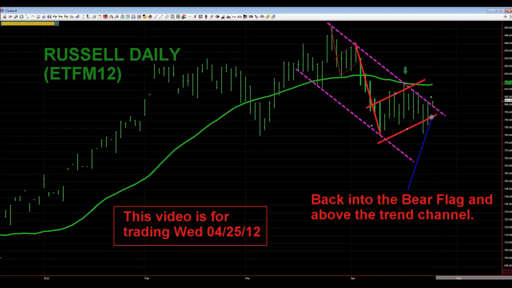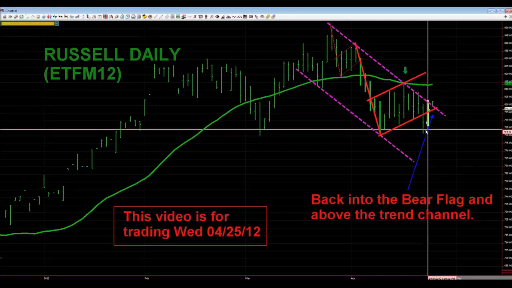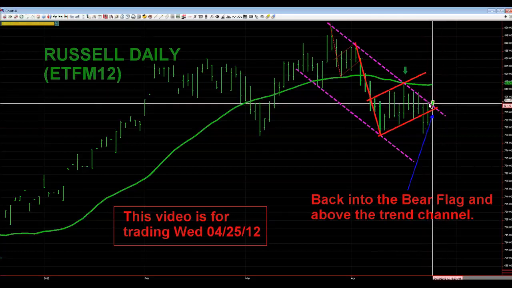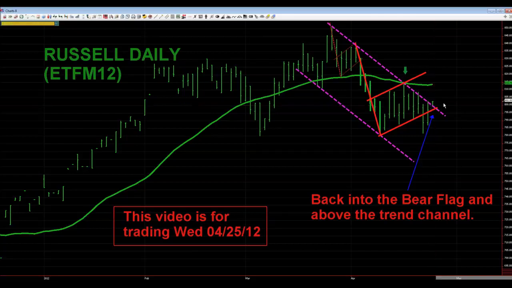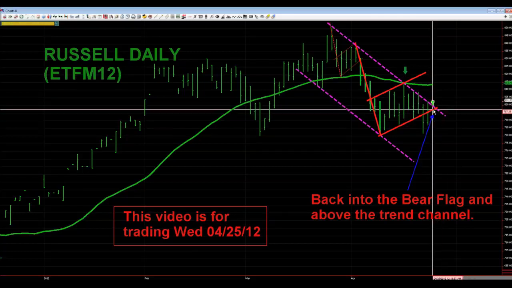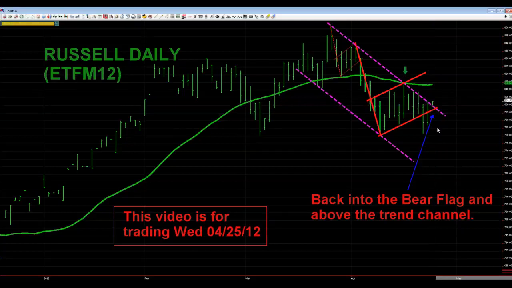Look, this is the red flag right here. We got back into the bear flag after getting down here below it. Got back into it, and as of tonight, we are above the parallel channel. Very, very interesting that we are back above the parallel channel, back into the flag. Oh boy, what a difference a day can make.